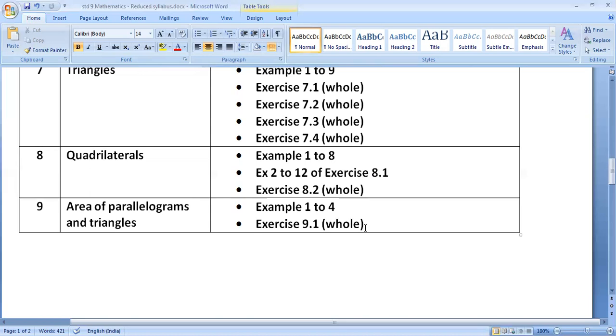Page number 160, 9.4, triangles on the same base and between the same parallels, are also excluded. Sorry, this topic is included. Theorem 9.2, the statement, is important. You have to prepare the statement of this theorem.